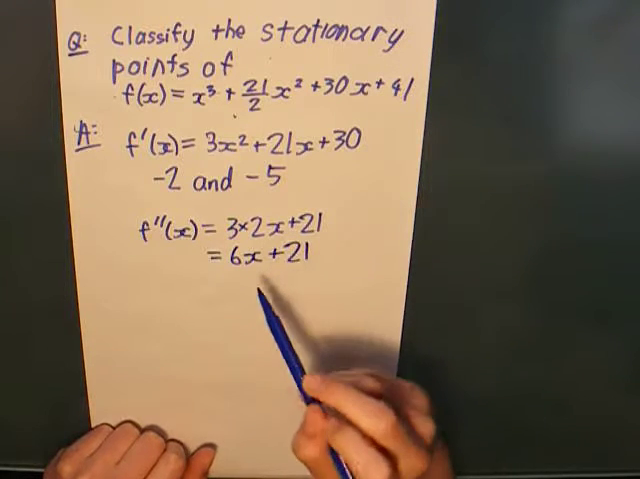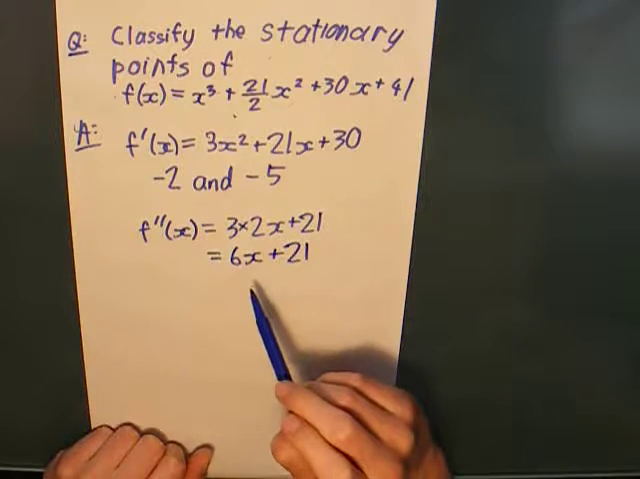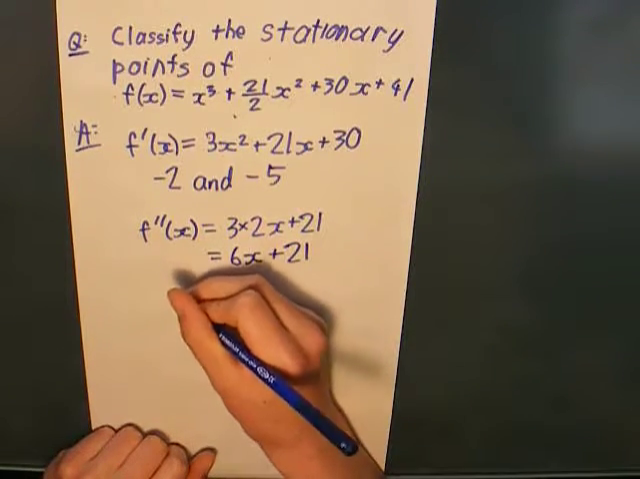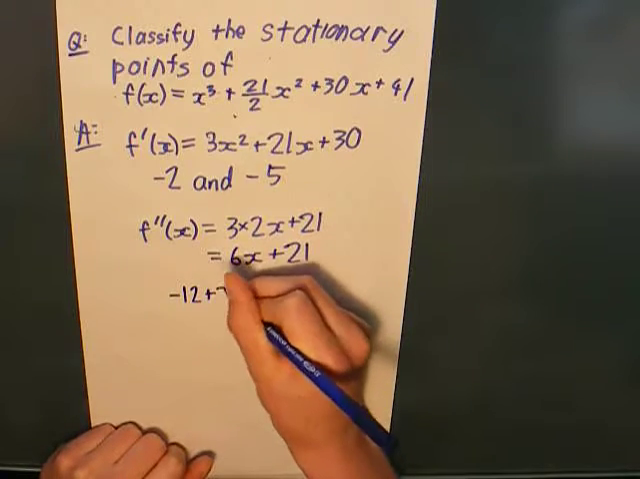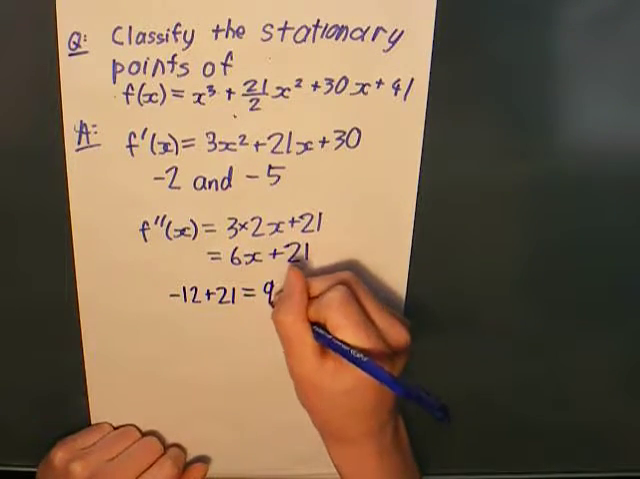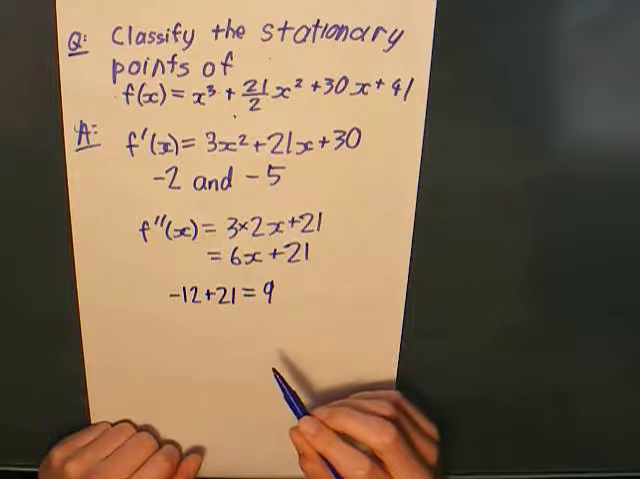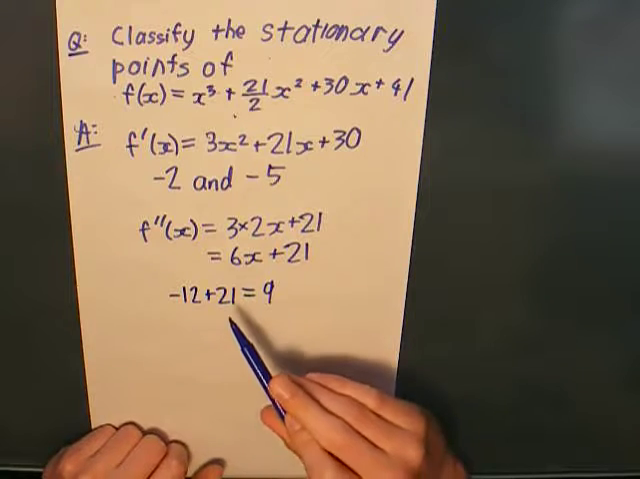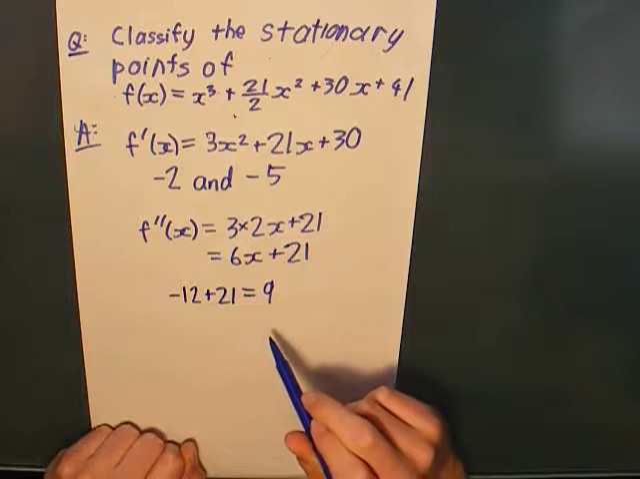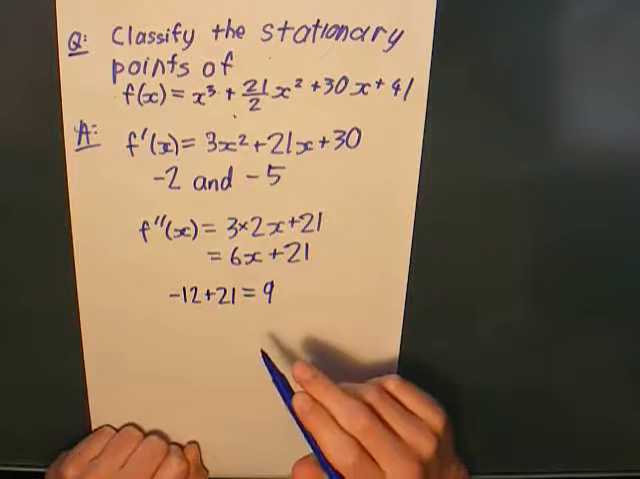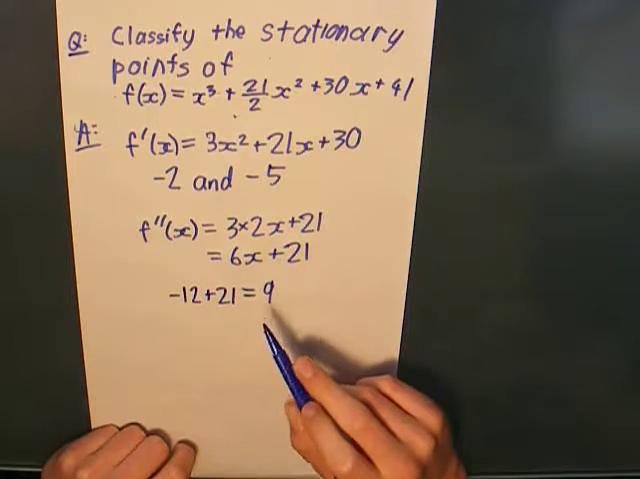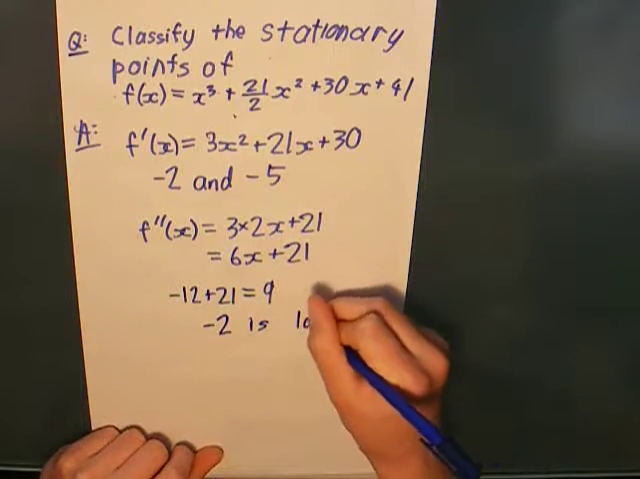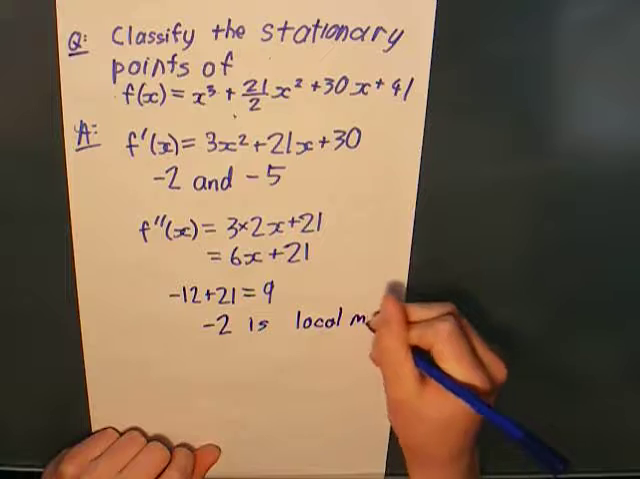Okay, now I'm going to substitute the stationary points into this. So, for -2, 6 times -2 plus 21 is 6 times -2, or -12 plus 21 equals 9, which is positive. And the second derivative test states that if the second derivative evaluated at the stationary point gives a positive number, then the stationary point will be a local minimum. Okay, so -2 is a local min.